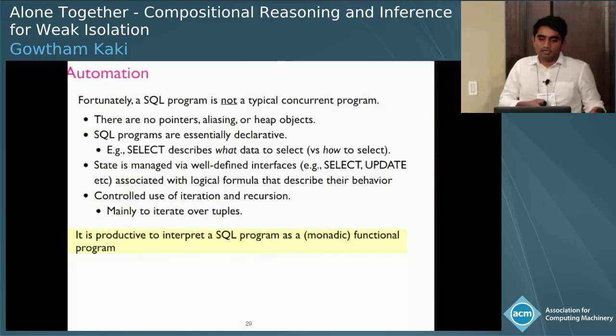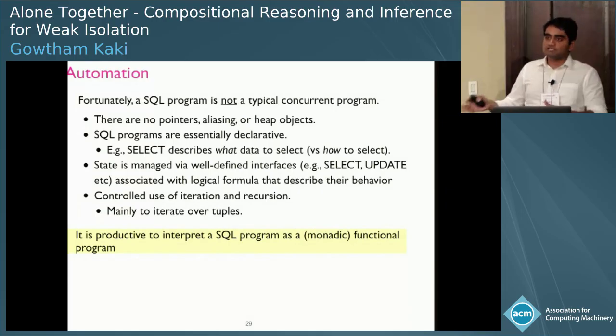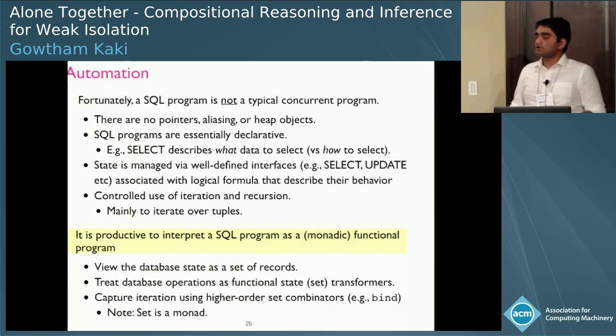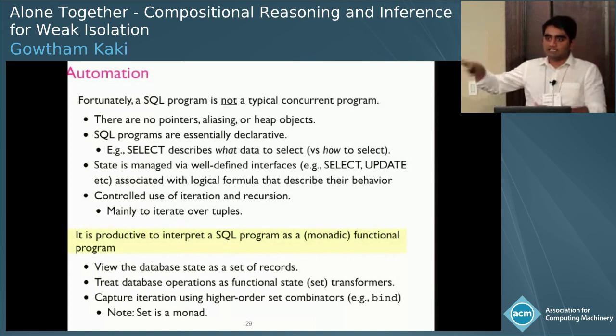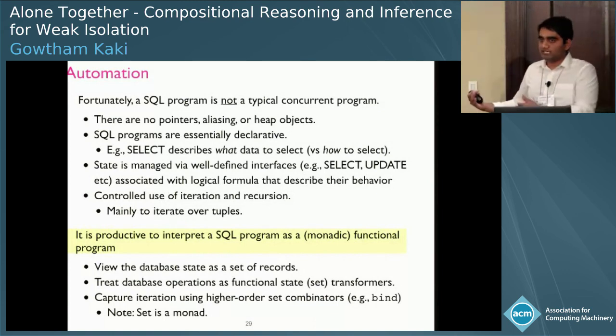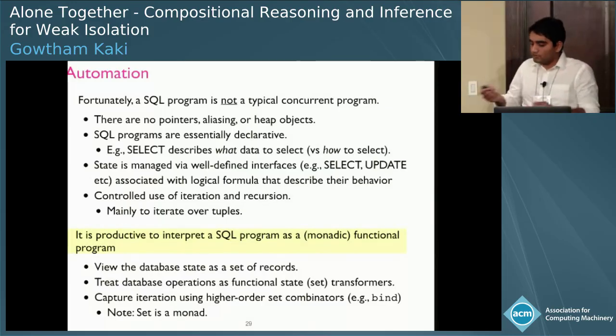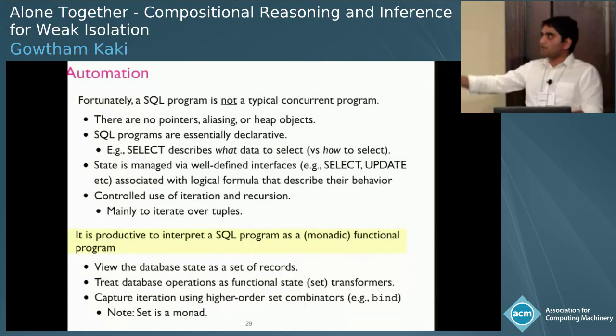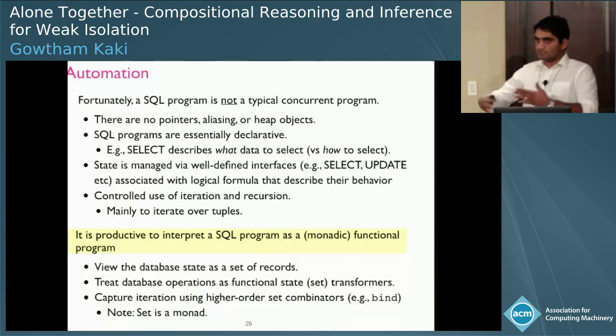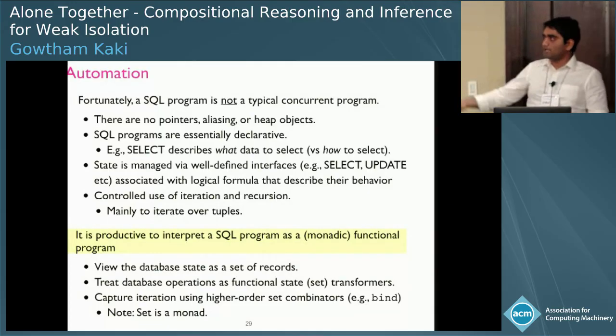a concurrent shared memory program, but as a monadic functional program, which operates on the database as an abstract state. So basically, it abstracts the database state as a set of records, and each database computation is basically a function that maps one set of records to another set of records. As I mentioned, iteration can be captured using higher order combinators such as map, fold, and so on, and also bind, because set is in fact a monad. In fact, bind plays a major role in the semantics, as we'll see shortly.